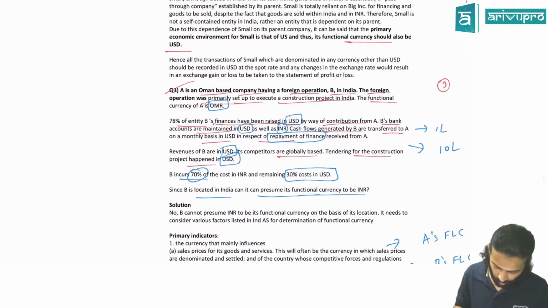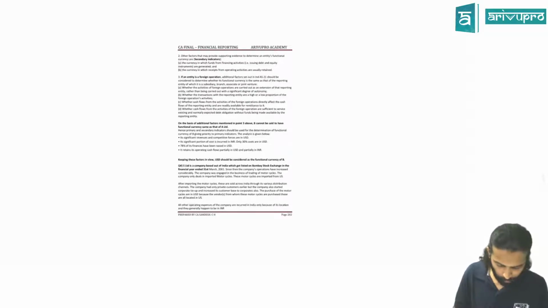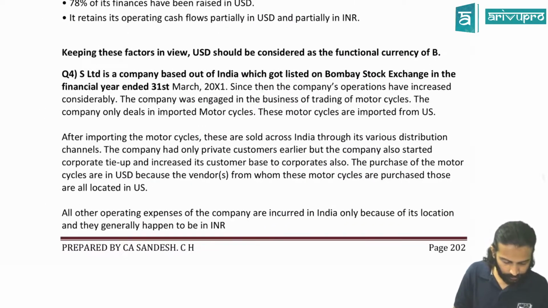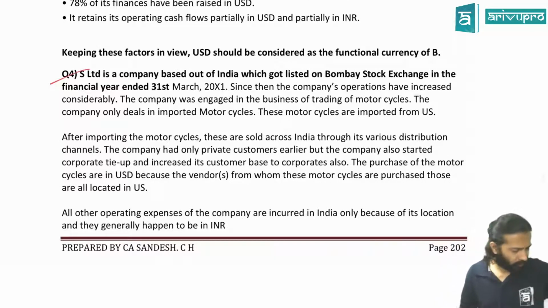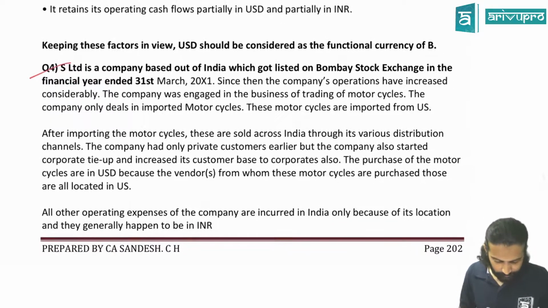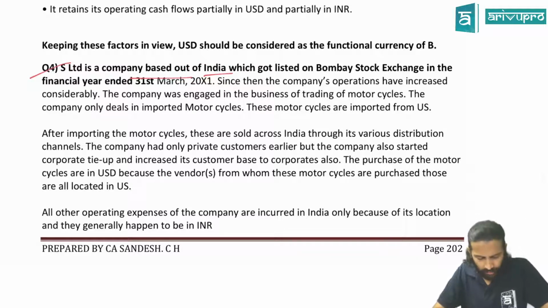No, sir. Then move on to the fourth question. Question number 4. Or will you do the fourth as homework? Yeah, okay, actually, let's do it. It's fine. Anyway, 2 minutes will take. S Limited is a company based out of India. Are you writing anything for the previous question, sir? Okay, finish. No problem.